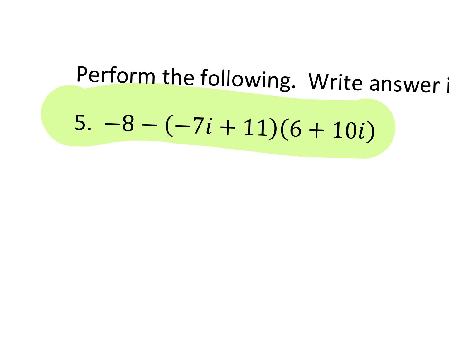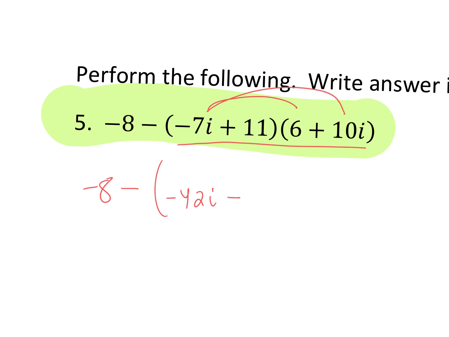I would not distribute the negative first. I would go ahead here and FOIL. I have negative 8 minus, then I'm going to go ahead and FOIL this. So what is negative 7i times 6? Negative 42i. Perfect. Negative 7i and a positive 10i. Negative 70i squared. As soon as I see i squared, what do we do? Cross it off and change that sign. Do that right when you see it so you don't make a mistake.